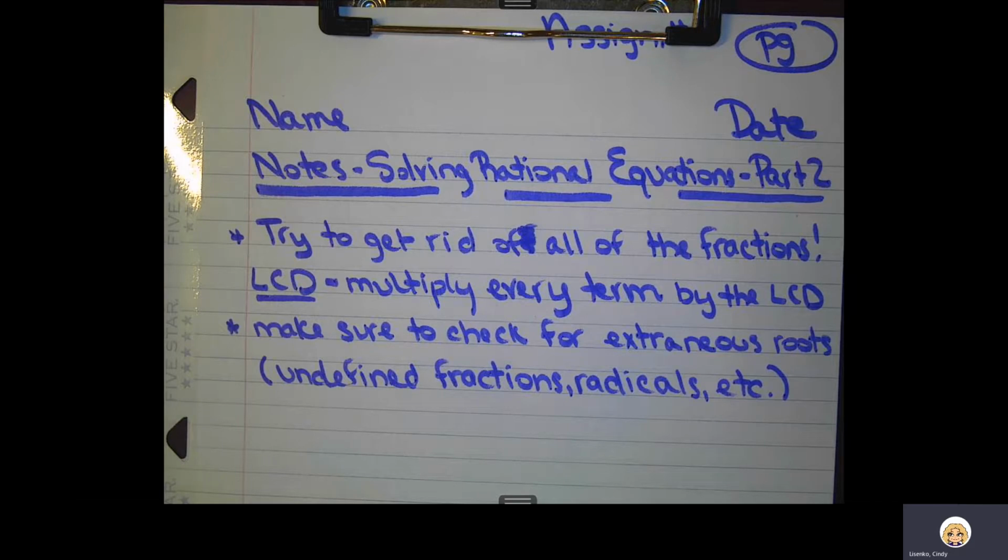Before we get into it, I'm going to have one quick example. This is going to be example A. We're not going to solve this.